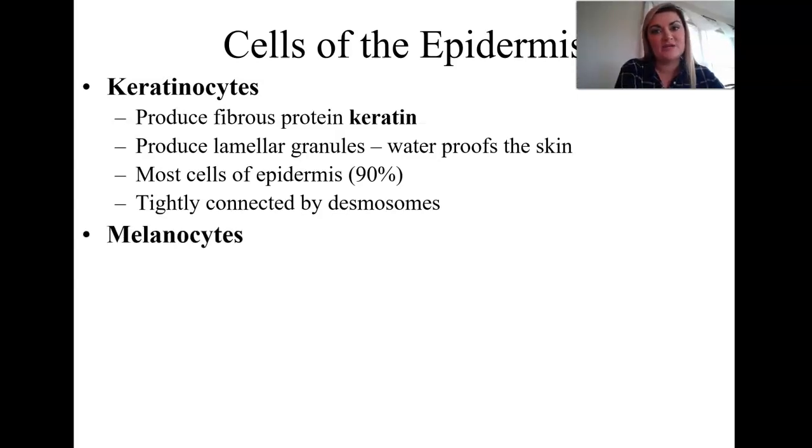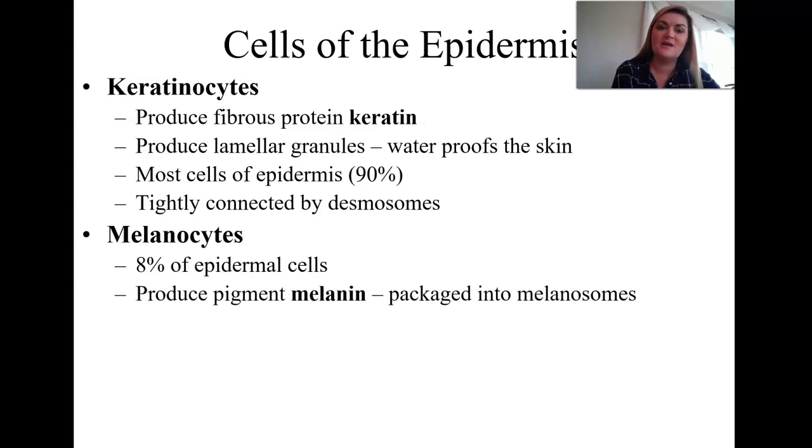Melanocytes is going to be another type of cell that you're going to find within the epidermis. Now the melanocyte is going to be 8% of those epidermal cells. They produce a pigment called melanin. Now melanin is going to be responsible for absorbing UV radiation, and they're going to be packaged into small little packets called melanosomes.